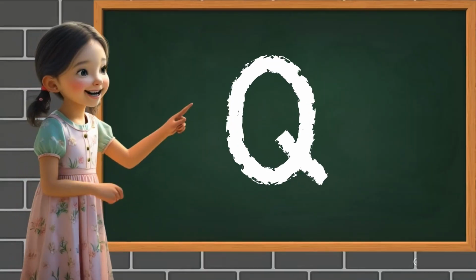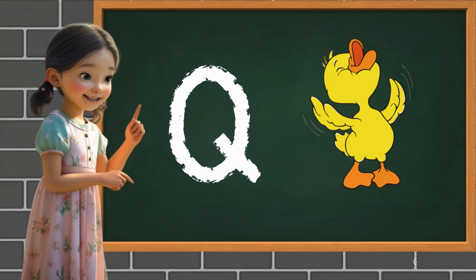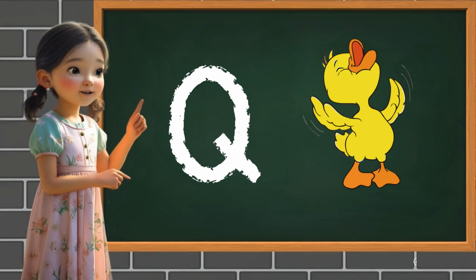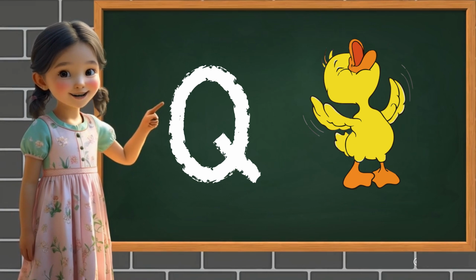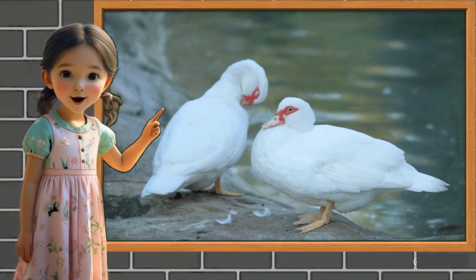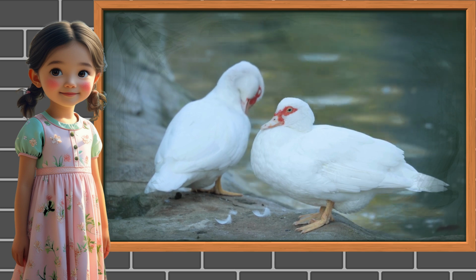The letter is Q. You can say Q. Now say Q is for quack. Q is for quack. Here you can see two real ducks. Ducks say quack, quack.